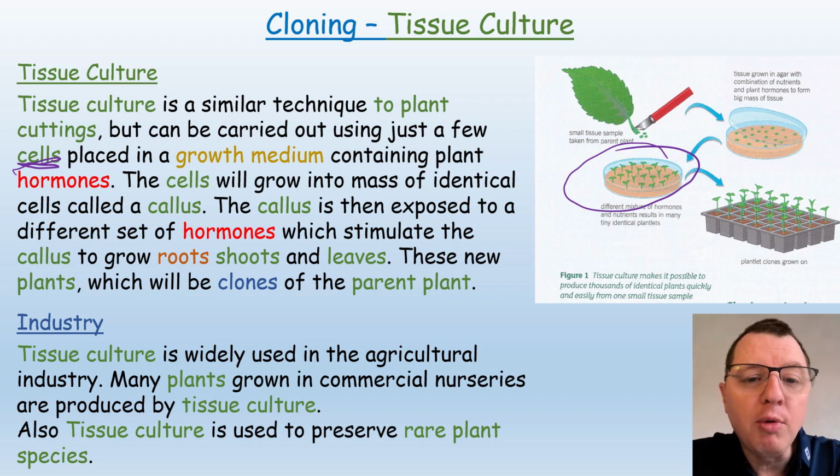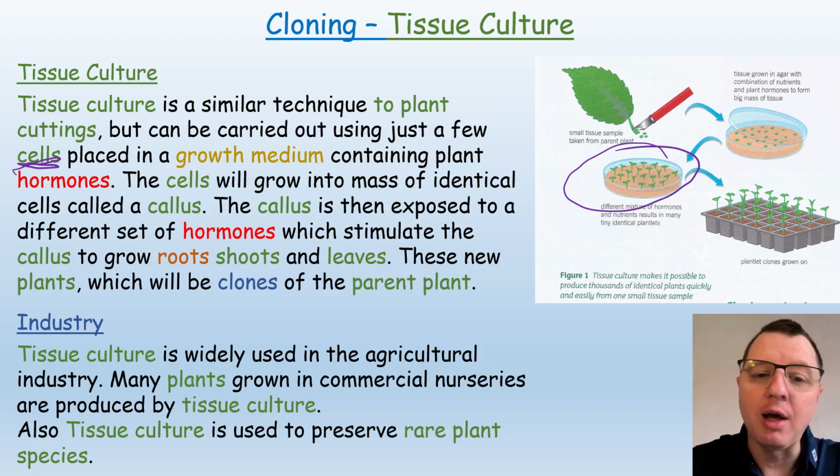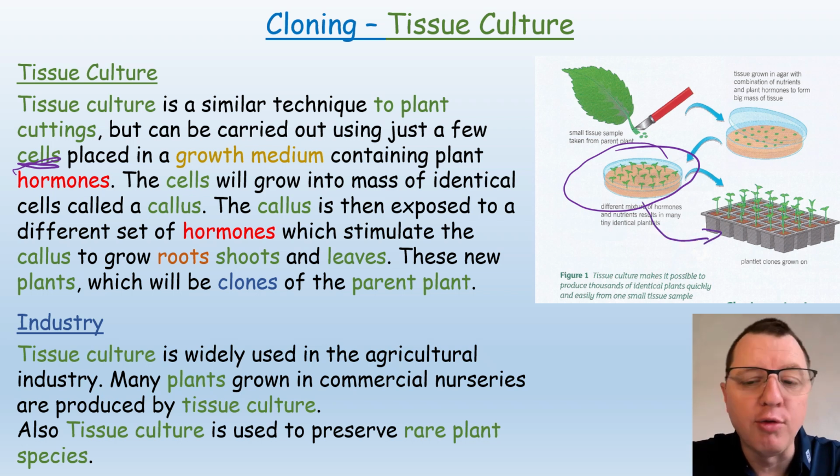The cells will grow into a mass of identical cells called a callus, and the callus is then exposed to a different set of hormones which stimulate the callus to grow roots and shoots and leaves, and these new plants will be clones of the original parent plant. So we can then take those calluses and put them into seed trays like this and then grow them as we normally would into new identical cloned plants.